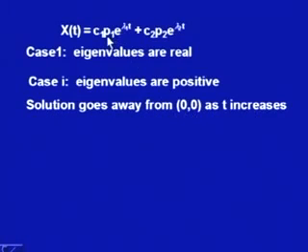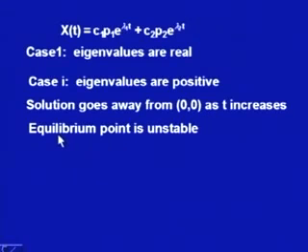This can be observed from this solution. When lambda 1 and lambda 2 are positive, this and this component will increase as time increases and will be going away and away from 0 0, and in such a situation we say the equilibrium point 0 0 is unstable.